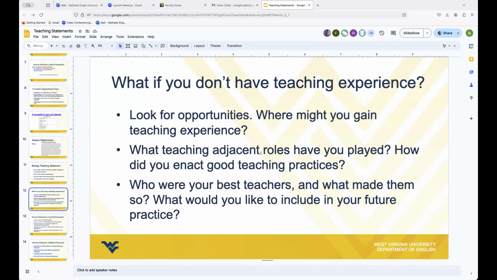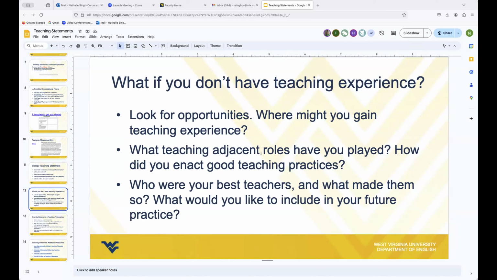But if you don't have teaching experience, then one of the things that I recommend, especially if you're not graduating in May and you've got the time, is to look for opportunities. So where might you gain teaching experience? Are there opportunities with your advisor to assist with individual students? Sometimes it's just a matter of reframing what you're already doing. Are you already mentoring students? Are you already in a lab? Because if you're in a lab, you're serving a kind of supervisory and instructional role. And so you could talk about that experience.